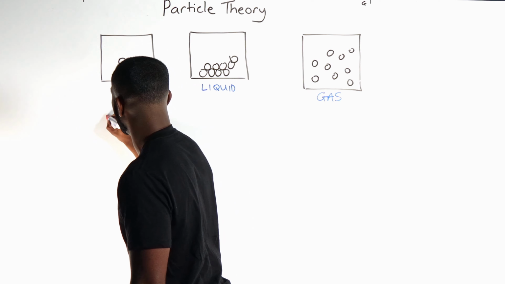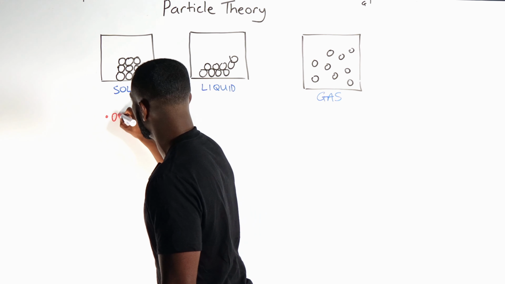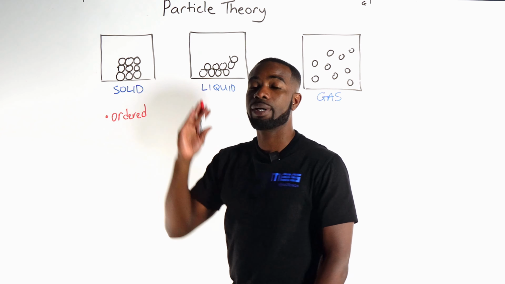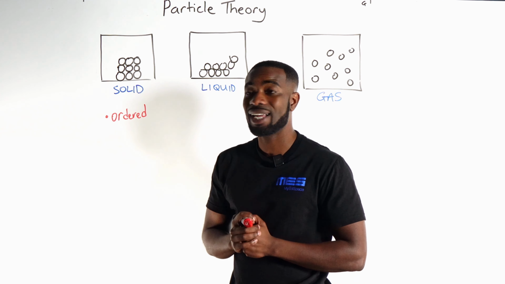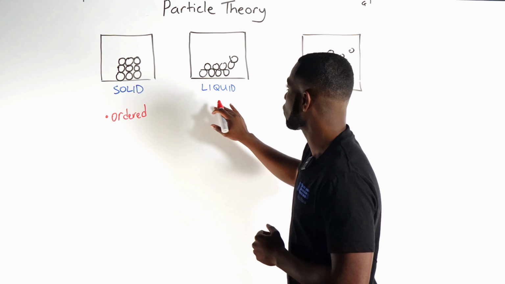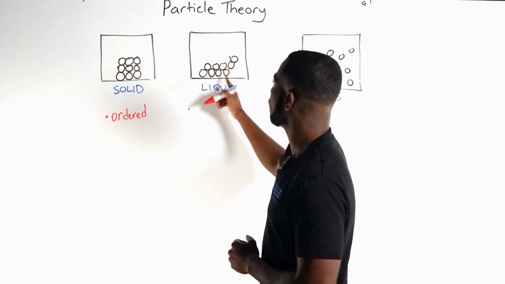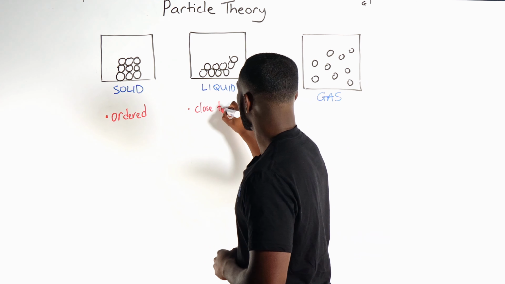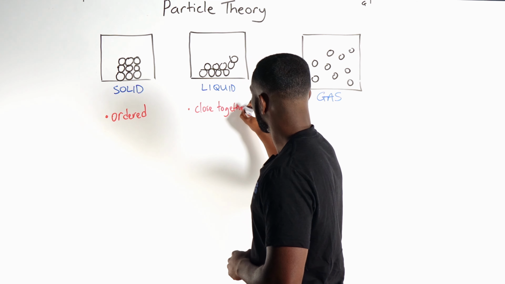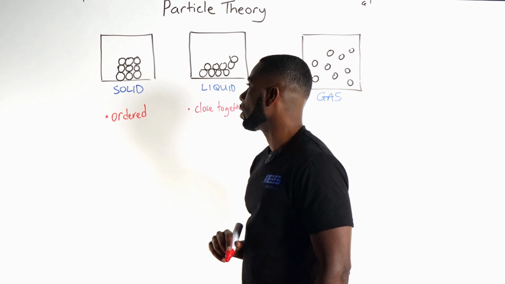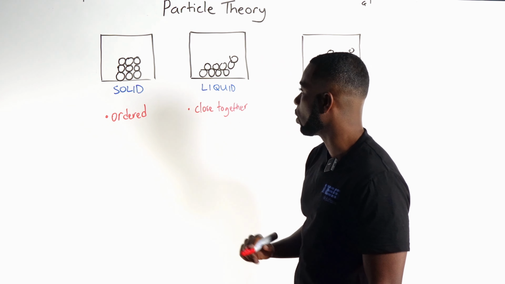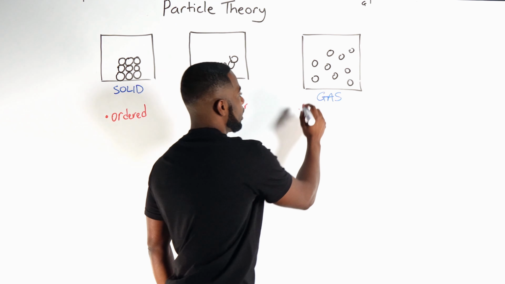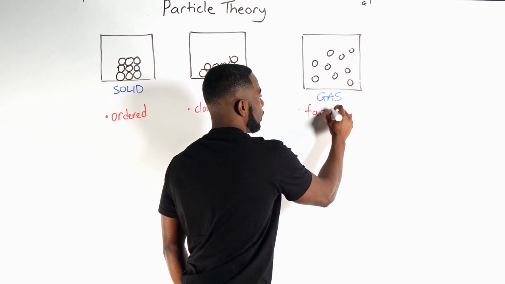So first thing, the arrangement for a solid, you can see is ordered. Okay, so that means there are nice, neat rows and columns, a neat order. And when we talk about a liquid, you can see the arrangement of these particles here. They are close together, but not as ordered as our solid. They're not in nice, neat rows and columns here. And when it comes to a gas, let's move over to this side. For a gas, you can see here, these are far apart.